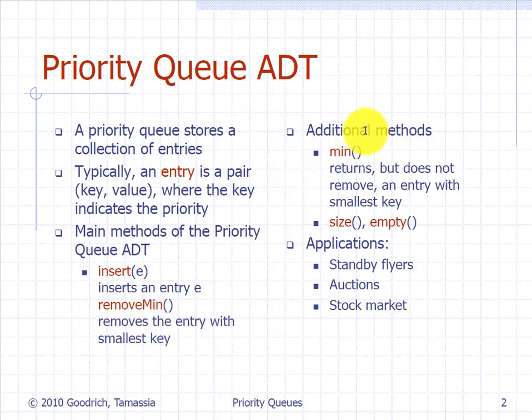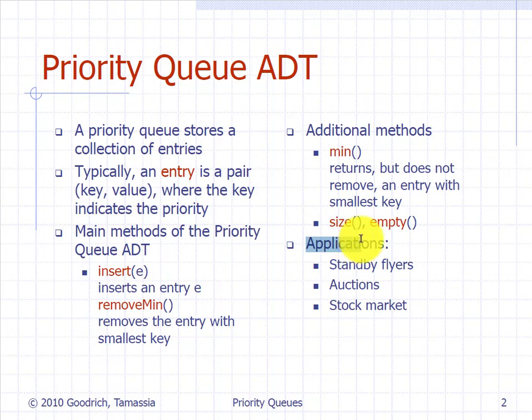Additional methods that we can find in our priority queues can be just to see what the min is. This doesn't remove the min, it just returns the min. We also have methods to see if the priority queue is empty, that is, if it doesn't have any entries inside of it, and also how many entries are housed in this priority queue. That gives us the size.